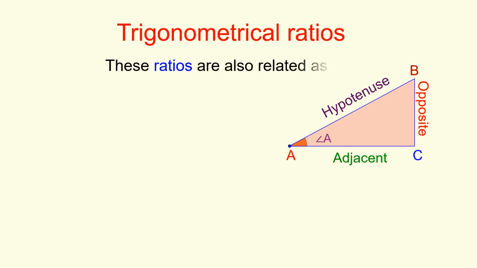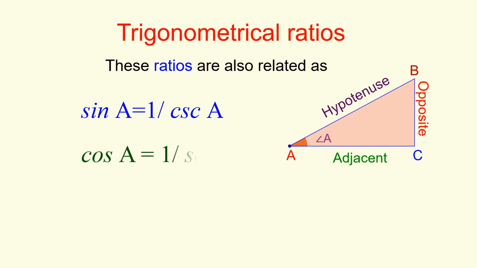These ratios are also related as sin A equals 1 divided by cosec A. Cos A equals 1 divided by sec A. Tan A equals 1 divided by cot A.